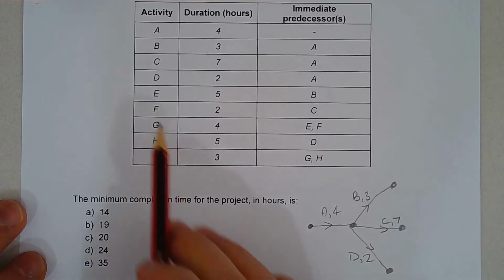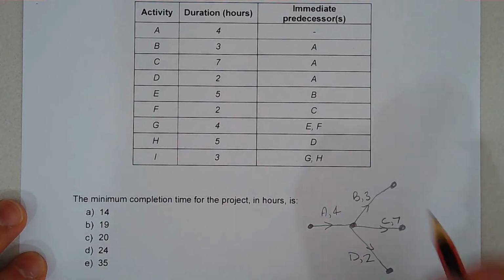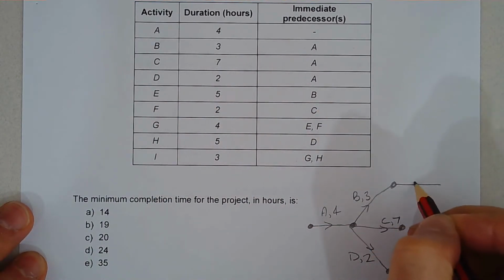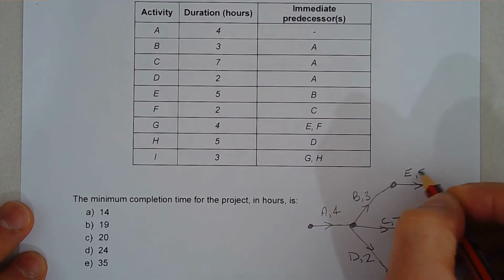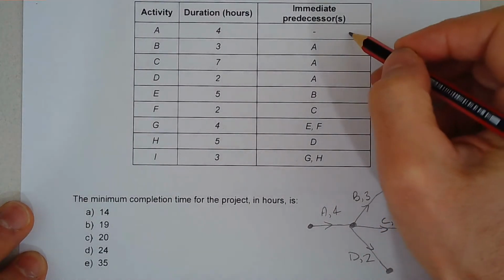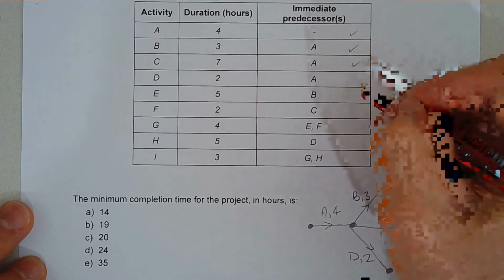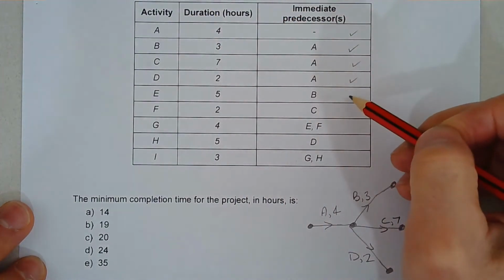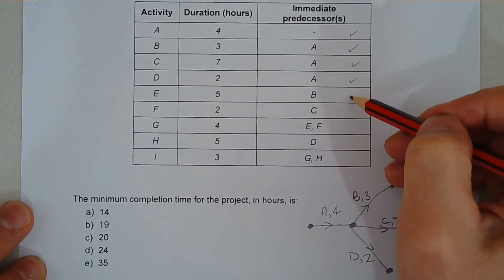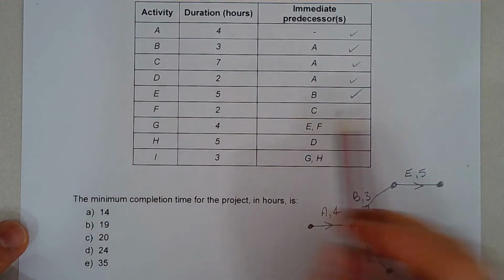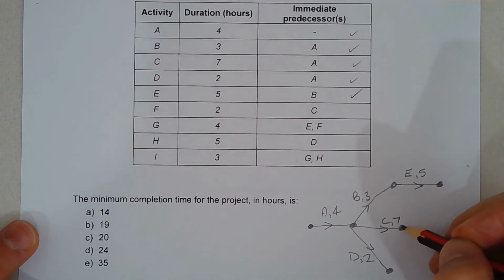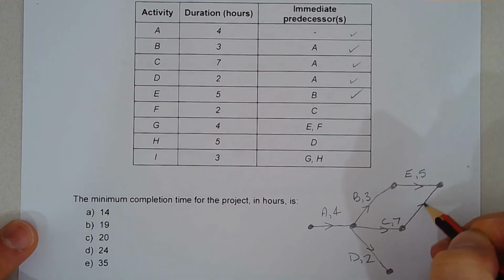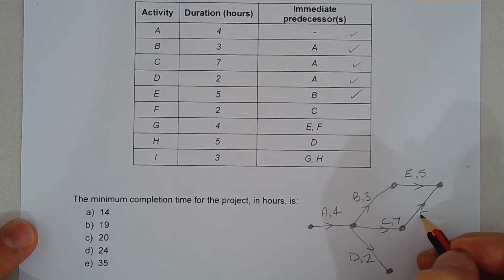Okay, now activity E depends on activity B, and that takes 5 hours. And as I do each one, I like to also just tick them off to say that I've taken them into account. So E, yep, I've considered that one. F depends on C. Okay, now E and F have to come together, so I might draw it this way. Okay, so that's F, and F is 2 hours.